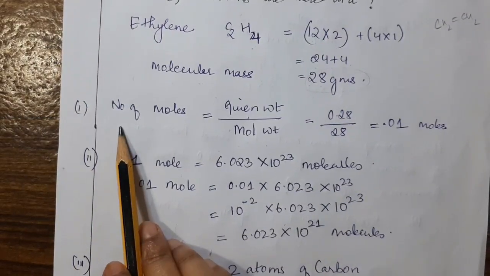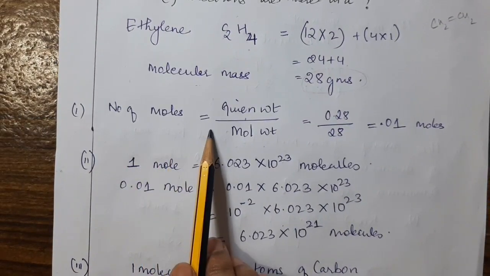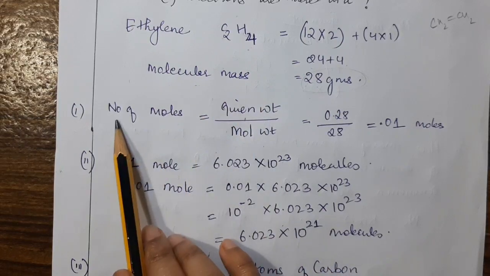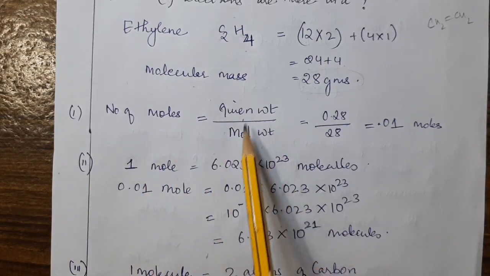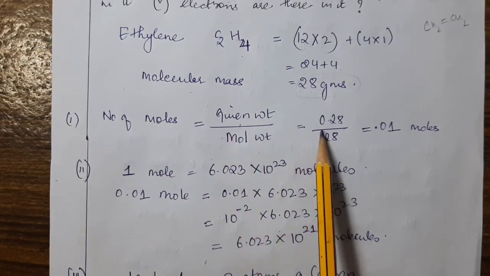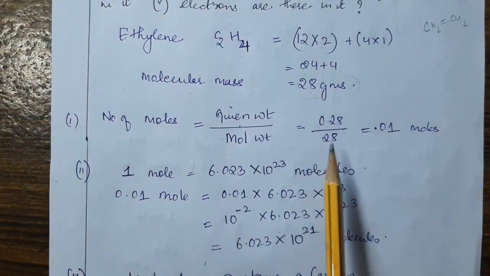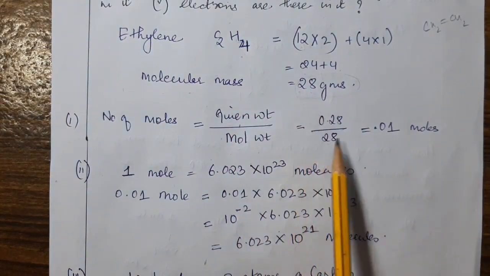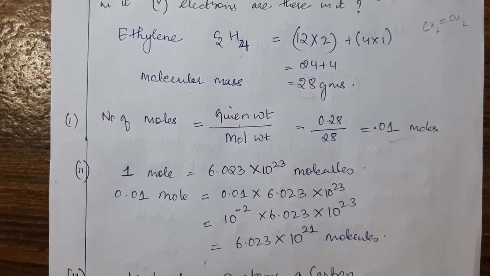So we use the formula we have got straight. Number of moles equals given weight by molecular weight. Given weight is how much? 0.28 grams divided by the molecular weight, which is 28. So we get 0.01 moles.